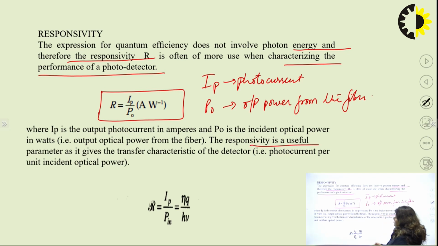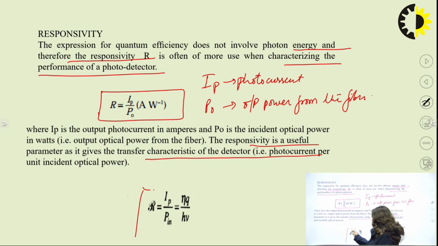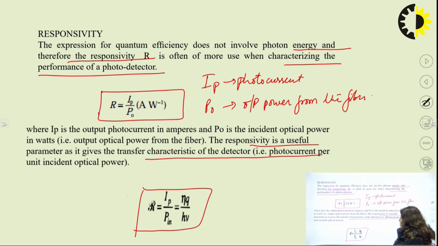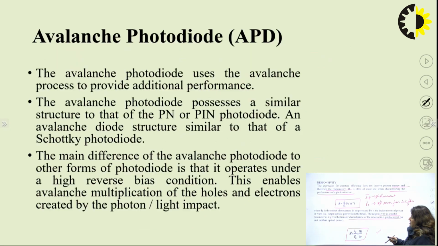So the responsivity is a useful parameter, and it gives the transfer characteristic of the detector, that is basically photocurrent per unit incident optical power. We have R equal to IP upon P naught, or we can calculate it with another formula: R is equal to eta Q upon h nu. So if we know the photocurrent IP and the incident power at the detector, we can calculate R. Or if we know the efficiency of the photodetector and the wavelength at which it is working, we can also calculate the responsivity.